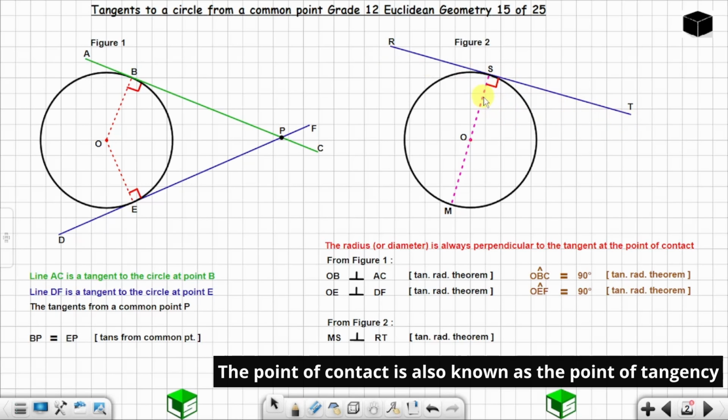You can also write this angle: angle MST or OST is equal to 90 degrees. The reason is tangent radius theorem. Okay, we are done.